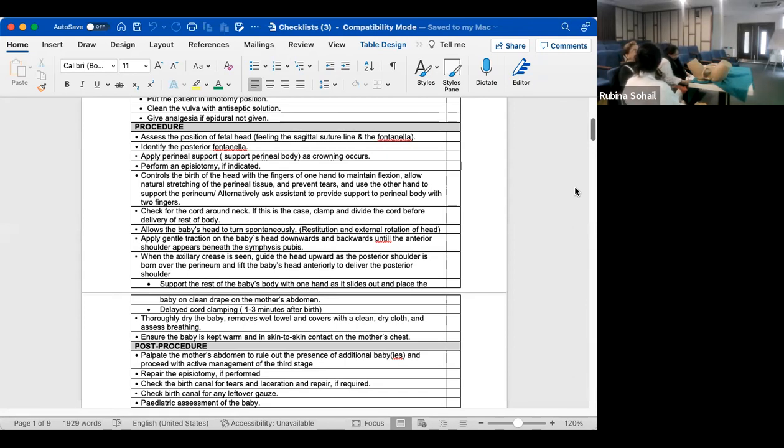Passive management means that you have not given any drug, you wait for the placenta to separate, you wait for the signs of placental separation to appear. What are the signs of placental separation? Rising of the uterus in the maternal abdomen, gush of blood, lengthening of the cord. These are the signs of placental separation. Rising of the uterus in the abdomen.